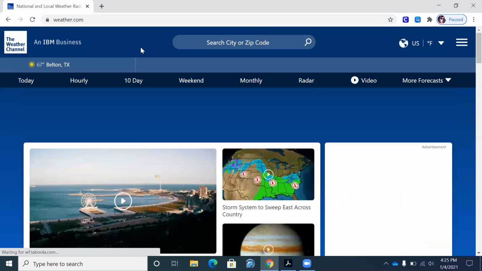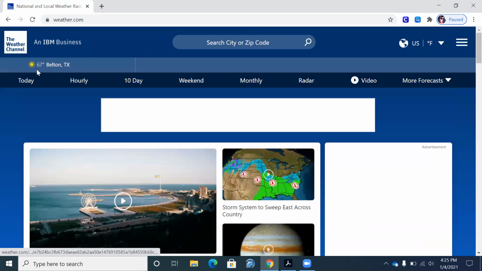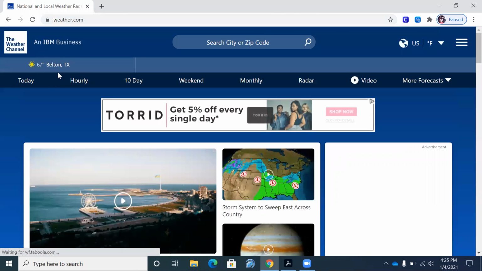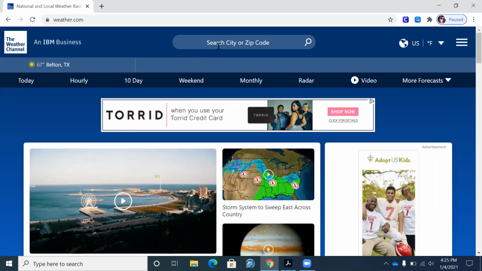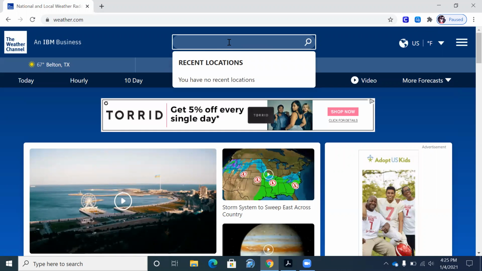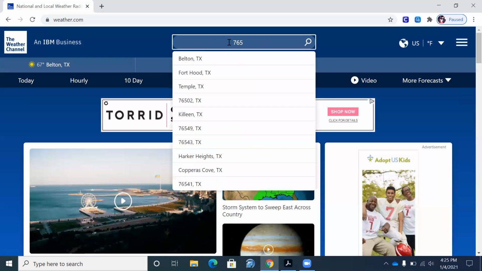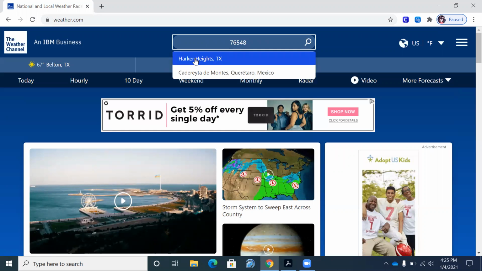In order to make this easier, as you can see, my setup is already set to Belton, which you know is just really close to Harker Heights. But just to make it more accurate, especially for where you guys live, we are going to put in the zip code for Harker Heights, which is 76548. Okay, Harker Heights, and you click on that.